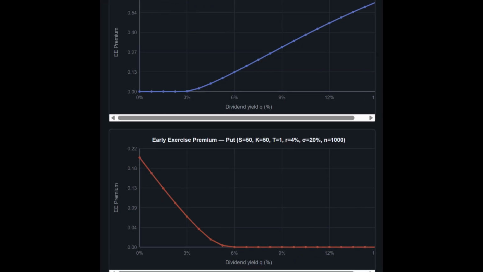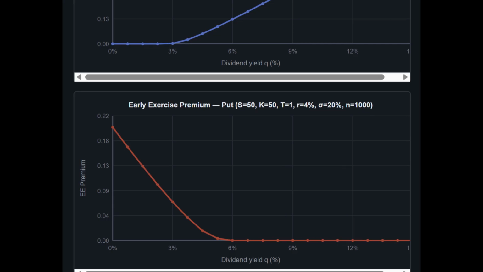But this logic doesn't apply to put options. Even when the dividend yield is 0, puts can still have an early exercise premium. That's because exercising early allows the investor to receive the strike price sooner and invest that cash at the risk-free rate. So unlike call options, American puts can be more valuable than European puts even without dividends.